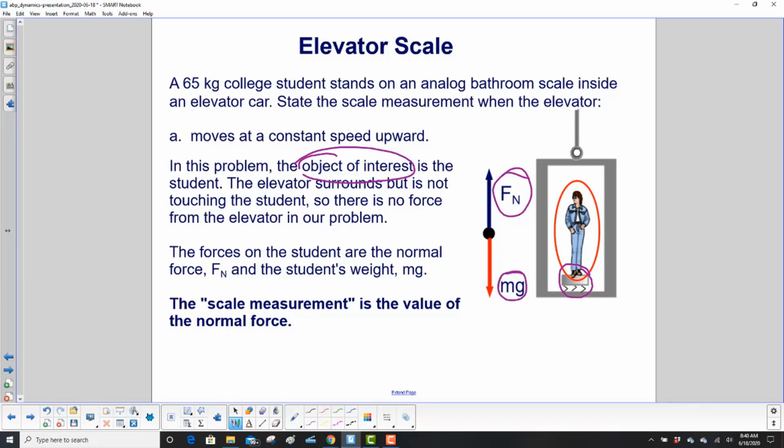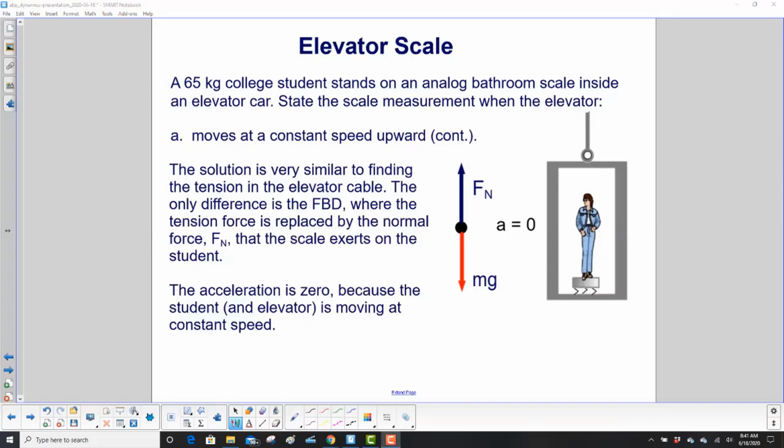The scale measurement, which is what we're asking for, what does that mean? Well, that's another word for the normal force. That's the force that the person feels from the scale. So scale measurement, normal force. As the problem is very similar, the math is very similar. The only difference in our free body diagram will be, instead of tension force, which is up here, we're concerned about the normal force that the scale exerts on our object of interest, which is the student.